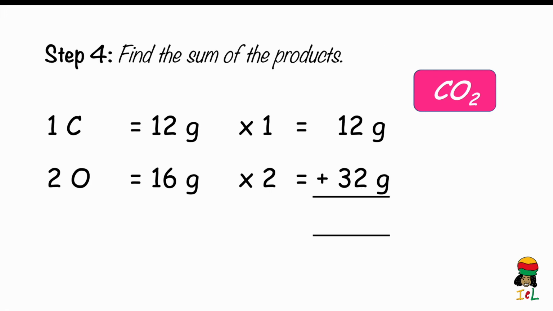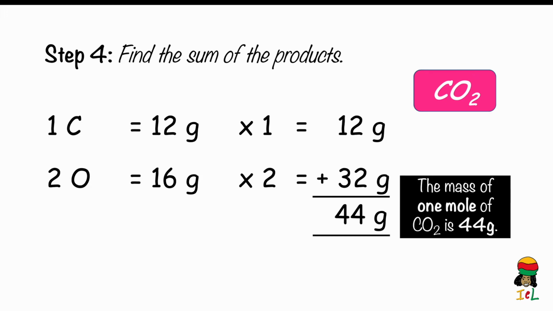Step 4, find the sum of the products. So 12 grams plus 32 grams gives a total of 44 grams. Since we used the mass of 1 mole of each atom in our calculation, we have actually calculated the mass of 1 mole of carbon dioxide to be 44 grams.